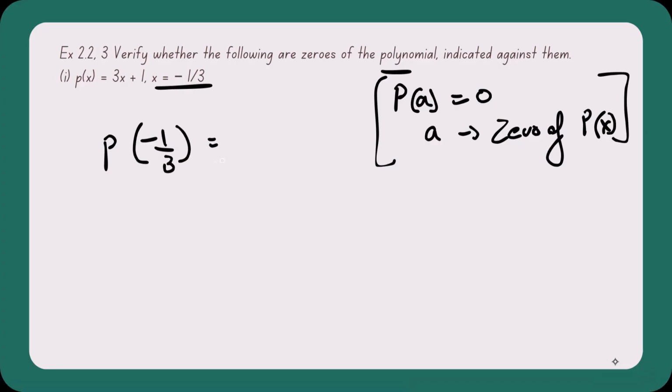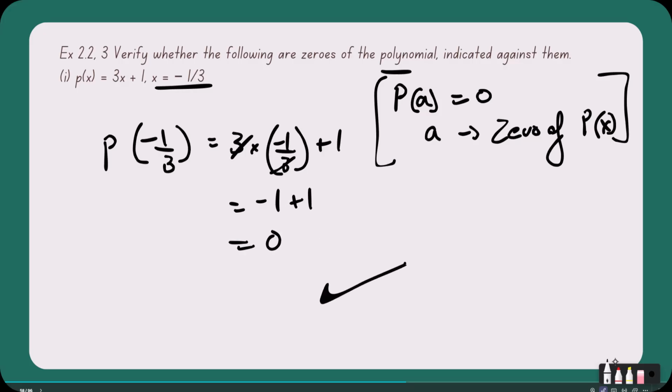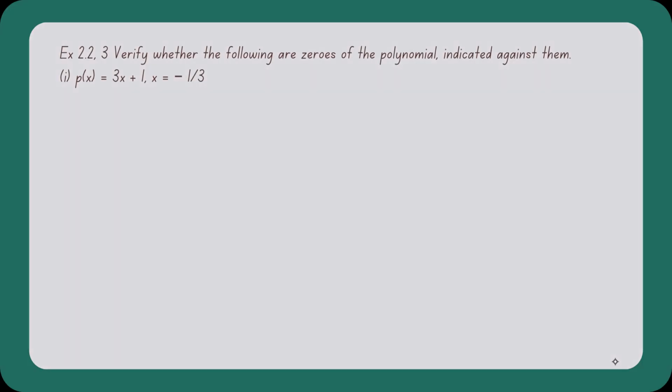So what happens? P of minus 1 by 3. Check whether it is 0. So 3 into minus 1 by 3, you're going to substitute, plus 1. What happens? 3 will cancel, become minus 1 plus 1. Your answer is 0. So yes, it is correct. That is, x is equal to minus 1 by 3 is the 0 of the polynomial, because the polynomial becomes 0 when we substitute that x value, correct?